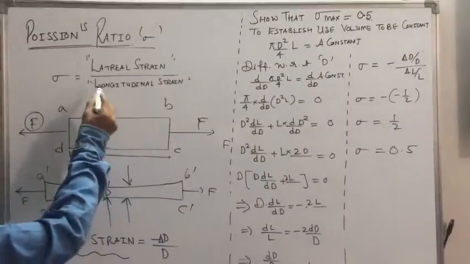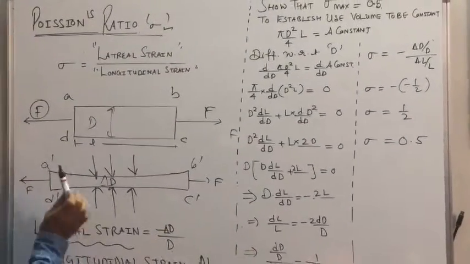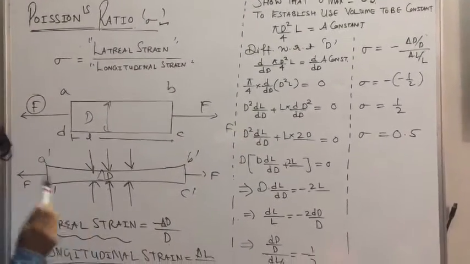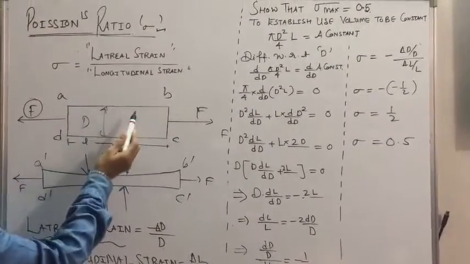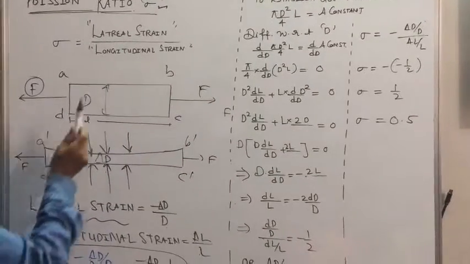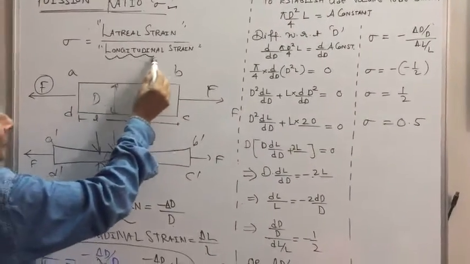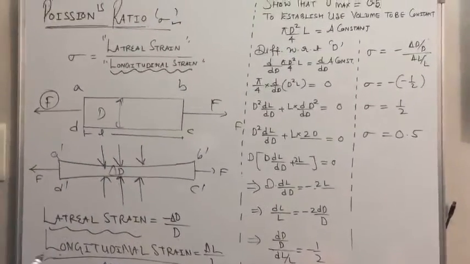Poisson's ratio. Poisson's ratio is represented by sigma. It is one of the most important concepts in elasticity. It is defined as the ratio of the lateral strain to longitudinal strain. See, students, you are all aware of longitudinal strain, but let me explain lateral strain.